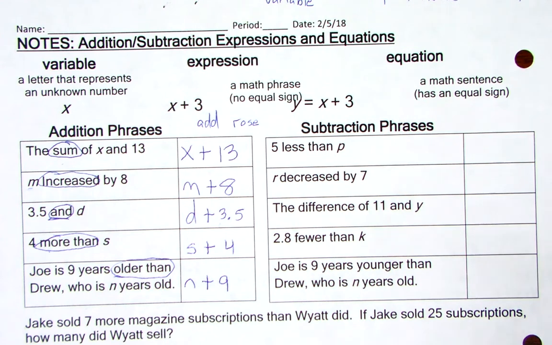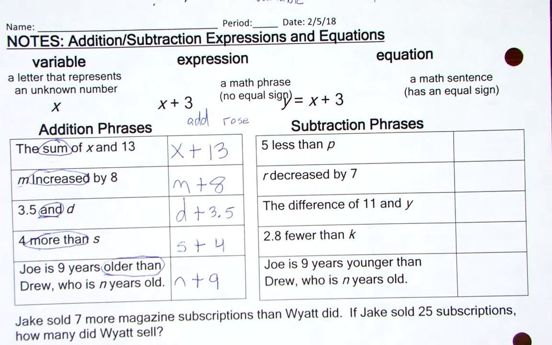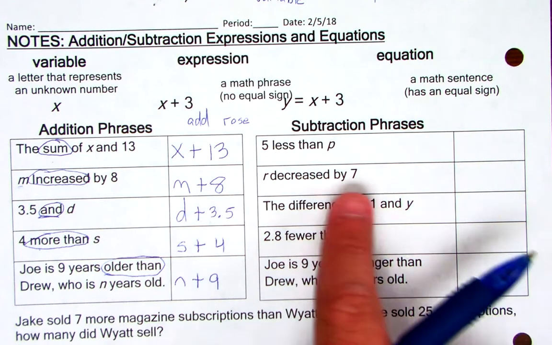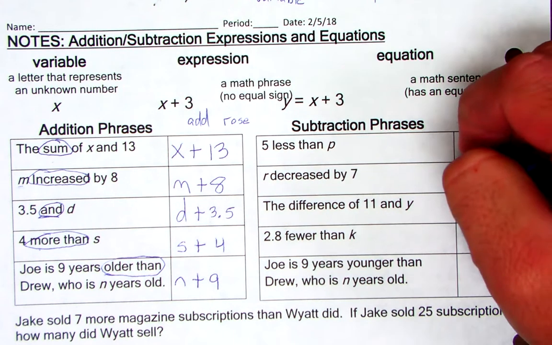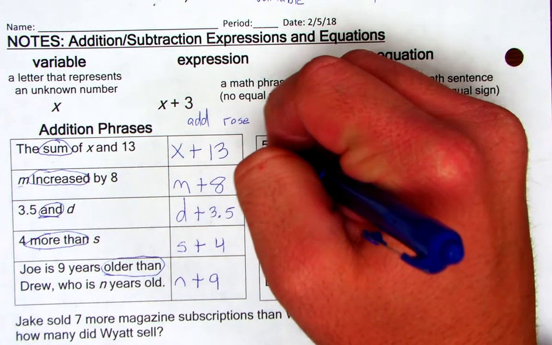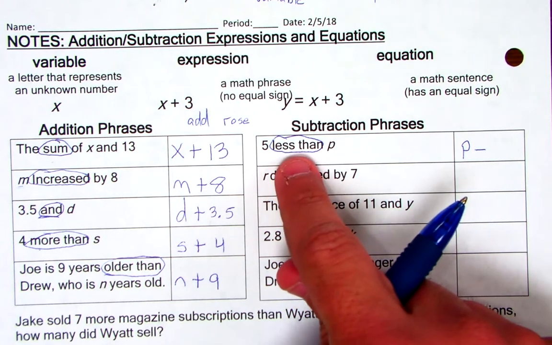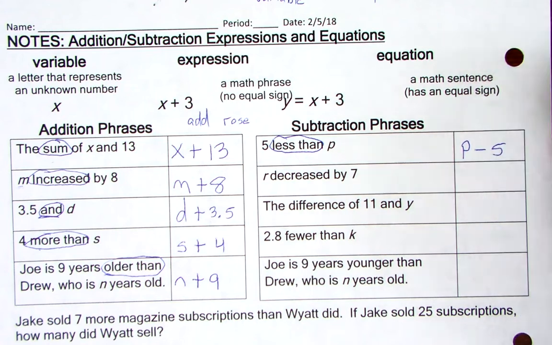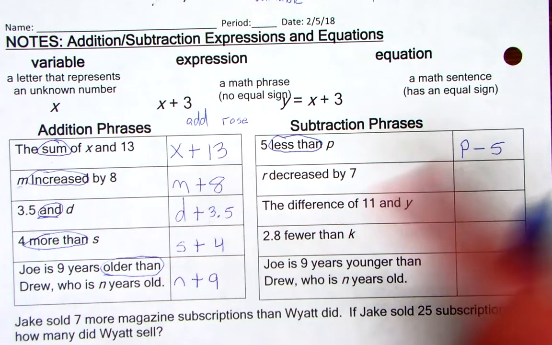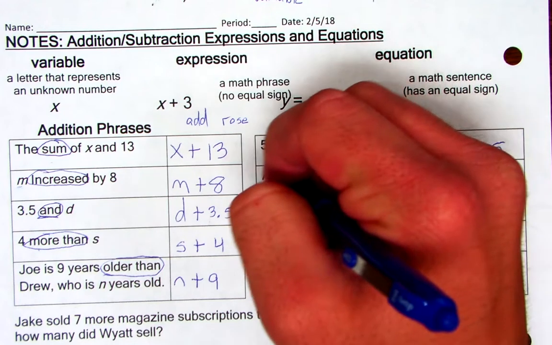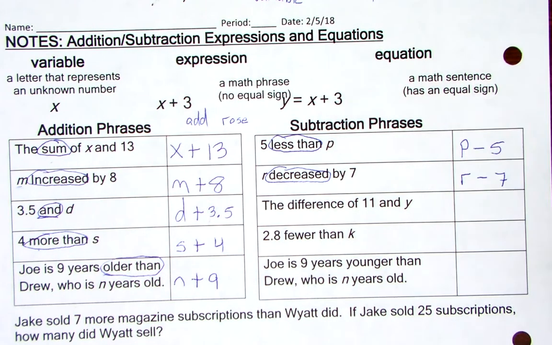So here we go. Now let's talk about words that mean subtraction. Once again, start with your variable. In this case, 5 less than P. That means you have your variable P. Less than means you have to take it away. So you're taking 5 away from P. There you go. What's my variable here? It's R. Decreased means to subtract, and we are subtracting 7 from it.